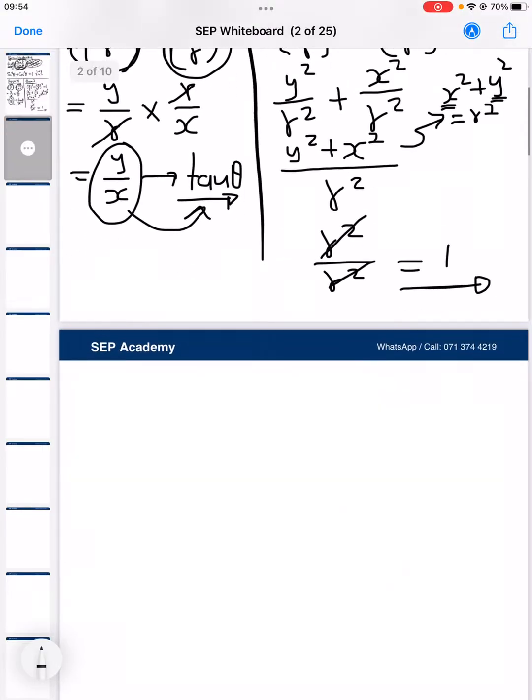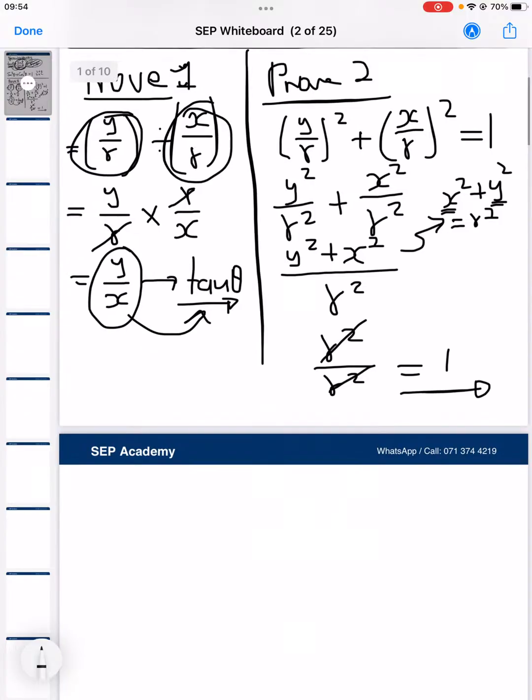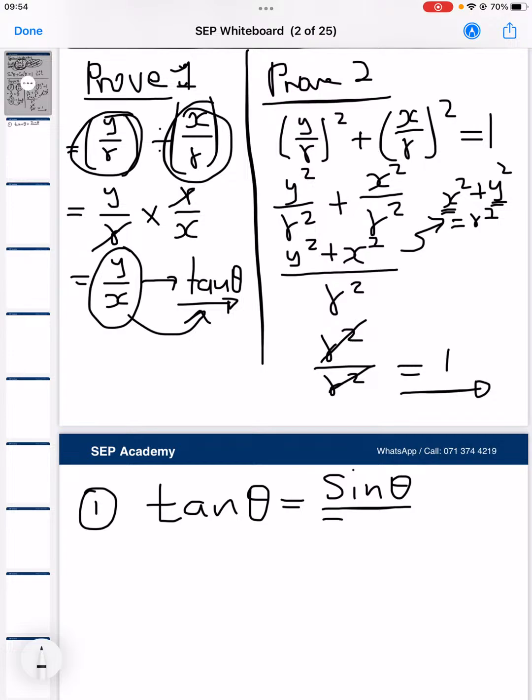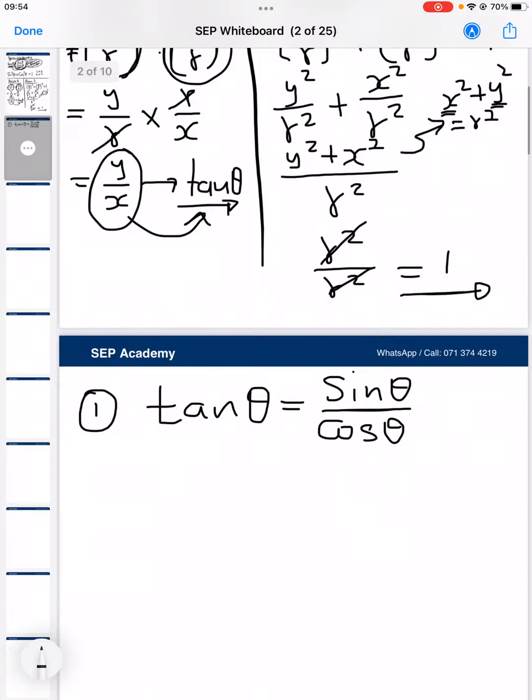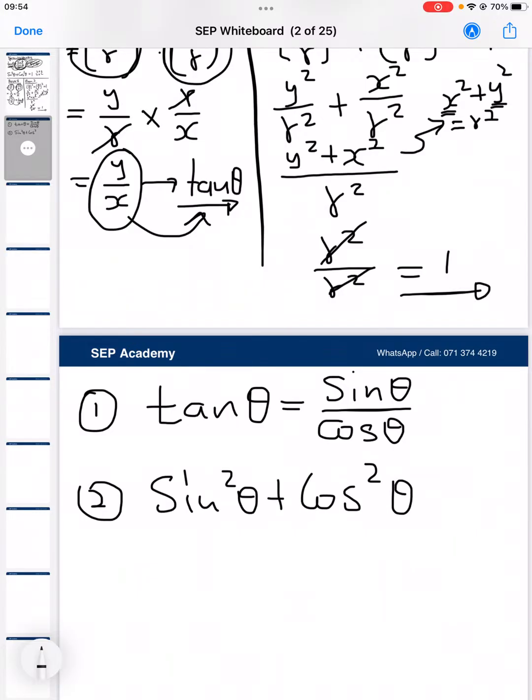So the last part that you need to be aware of is that, number 1, you've just learned that under this topic, it's very important to know that tan of an angle equals sine of an angle over cos of an angle. That is number 1. Then number 2, I'm sure you've just learned that indeed sine squared of an angle, when you add it to cos squared of an angle, will be equal to 1.